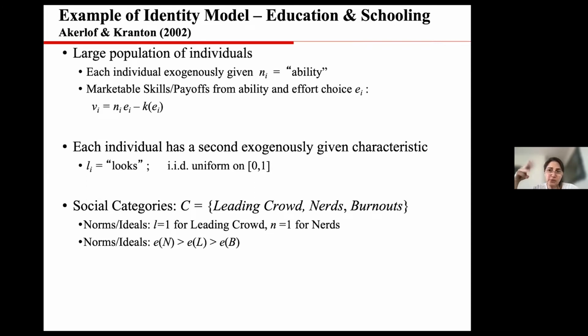Okay, so in different high schools, these will have different names. The leading crowd are kind of like the cool kids, right? The nerds, and perhaps we all recognize what that is. The burnouts are the kids that are sort of hanging around in the school. They're late for class. They're not paying much attention in school. They're a bit rebellious. So that's the burnout. So there's three social categories: the leading crowd, the nerds, and the burnouts.